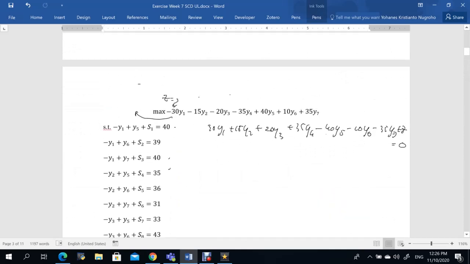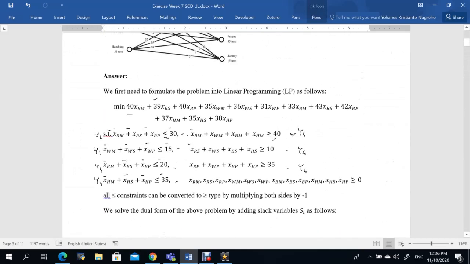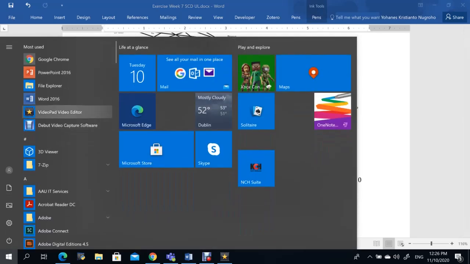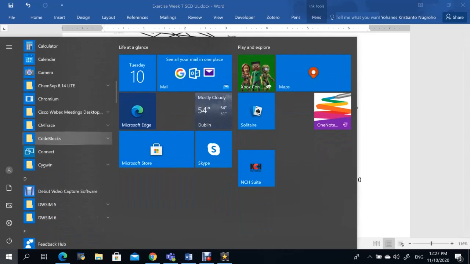We go back to our problem. We try to solve the previous dual problem by using the primal problem, and we would like to prove whether they have the same results in the objective function. Then we open our Excel Solver.